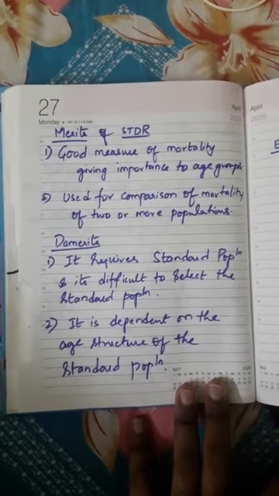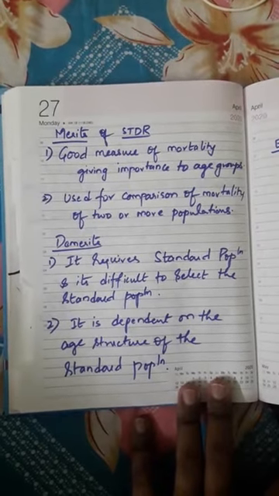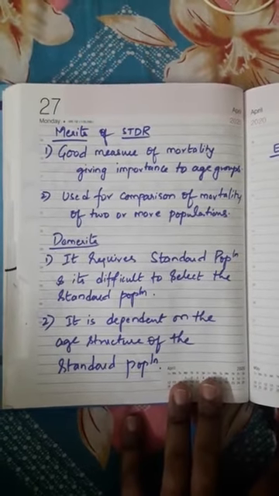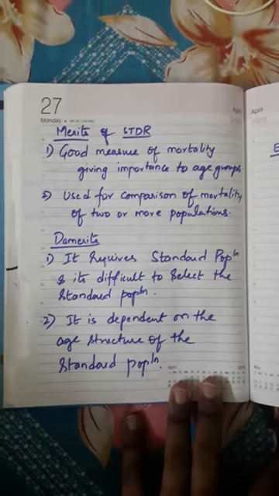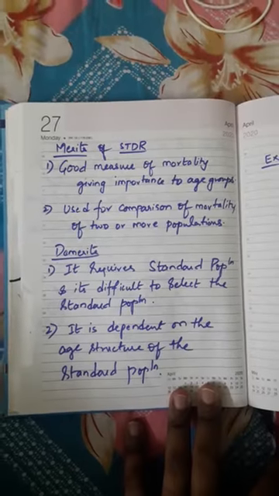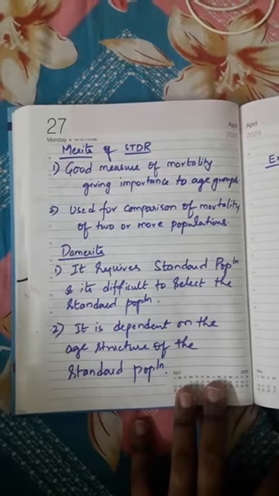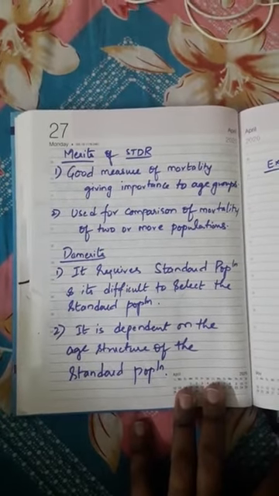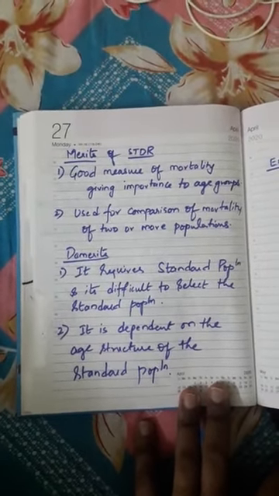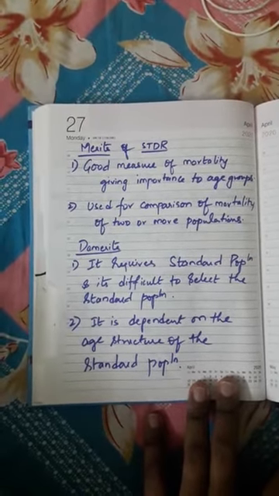Now what are the demerits? It requires a standard population and it's difficult to select the standard population. Generally, for CDR and for ASDR, standard population is not at all needed. The only drawback of CDR is that overall we are taking it, and it requires less information. Just blindly we are calculating total deaths by total population into 1000. Age bifurcation we are not doing. Because of that, we cannot consider CDR the best method of finding the rate of decrease in deaths.